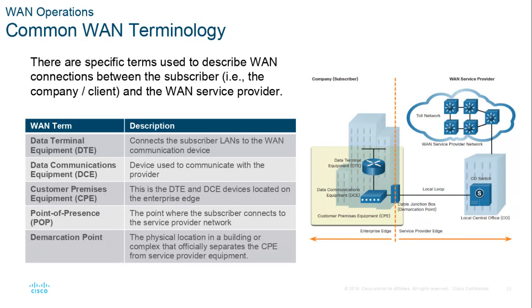These days, your data terminal equipment is your home router. Your data communication equipment is your cable modem. Sometimes the manufacturers put them all in one box. Customer premise equipment is the equipment that you own. Your home router and your other devices, you may lease or you may own the cable modem, depending on which cable modem provider you're using. The point of presence is the point at which the subscriber connects to the service provider network.